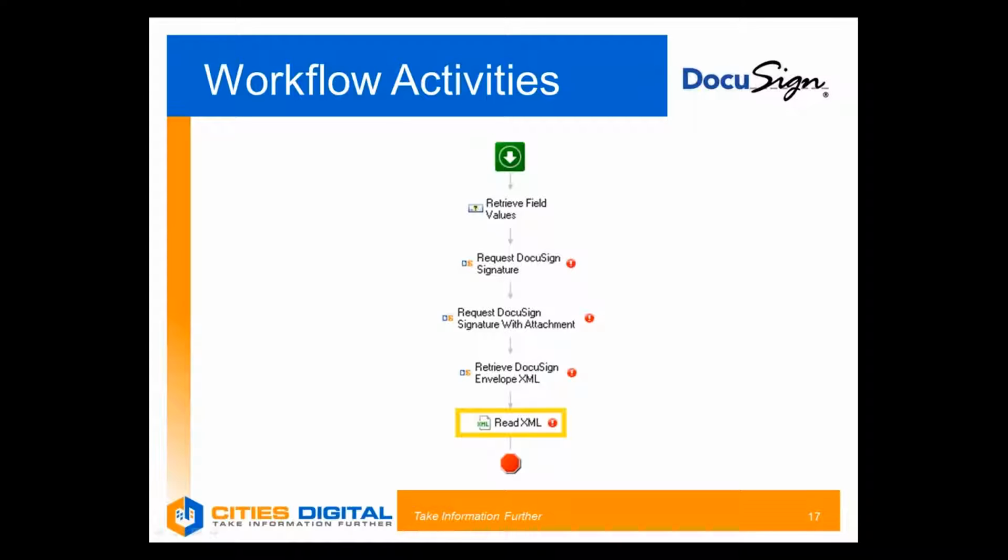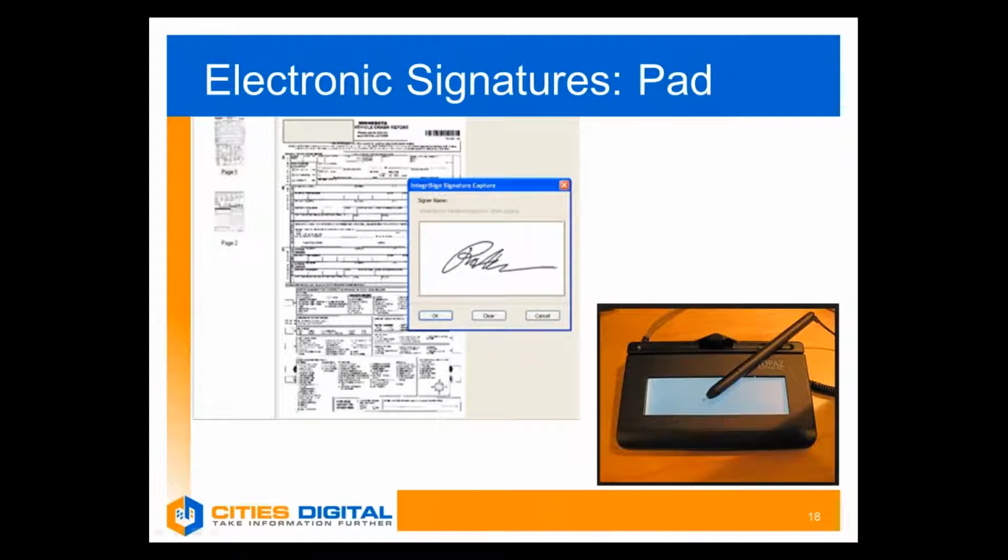There is. We have two different ways of doing that. One is our electronic signature pad integration. Using a signature pad, we can actually allow the document to be signed right there by the person who needs to sign it. Once you get that signature, you can click OK, and that will actually take the signature and allow you to place it on the document wherever you need it.